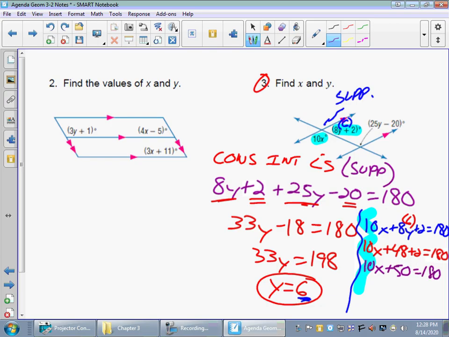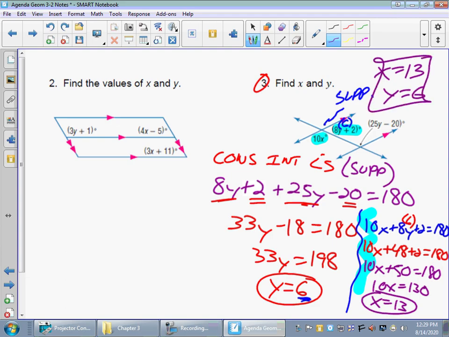And then I'm going to subtract 50. So I'd have 10x equals 130. And then when I divide by 10, I get x equals 13. So when all was said and done, I have my answers of x equals 13 and y equals 6.